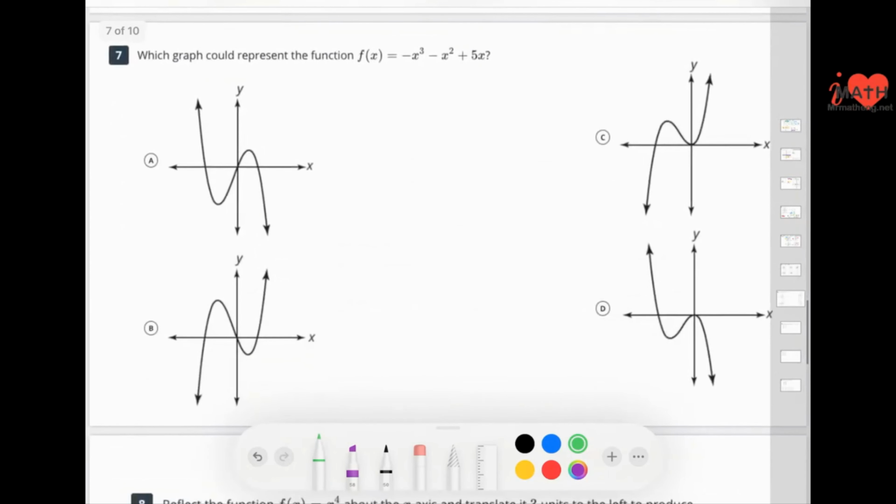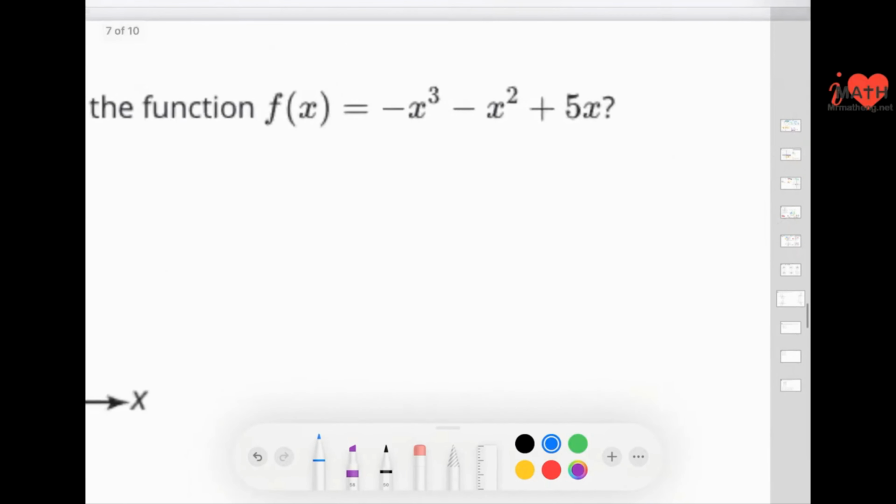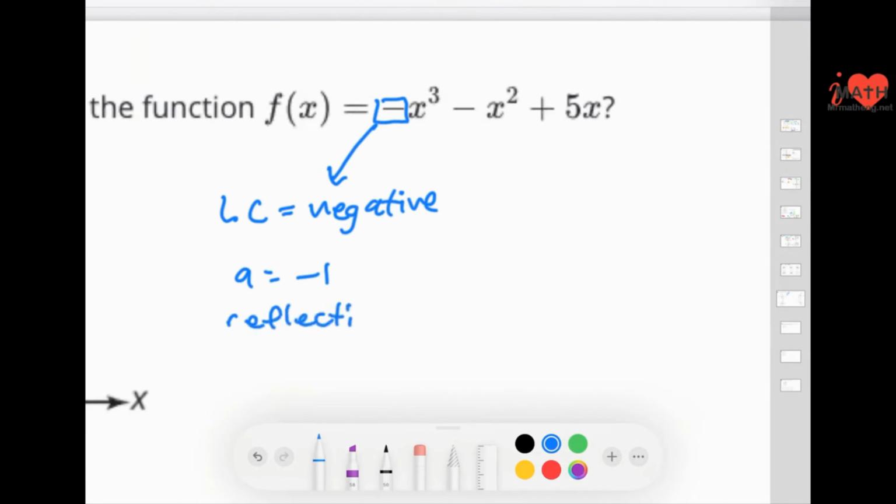Alright, question number 7. Which graph could represent the function f of x equals negative x to the third power minus x squared plus 5x? Okay, what I'm going to do is just take apart this function and try to figure out all the things that I know. Here in blue, this is called the leading coefficient, and it is negative. And basically what that does is it flips the graph. You can also think of it back in your transformations. A equals -1 is a reflection over the x-axis. Okay? So that's in blue there.